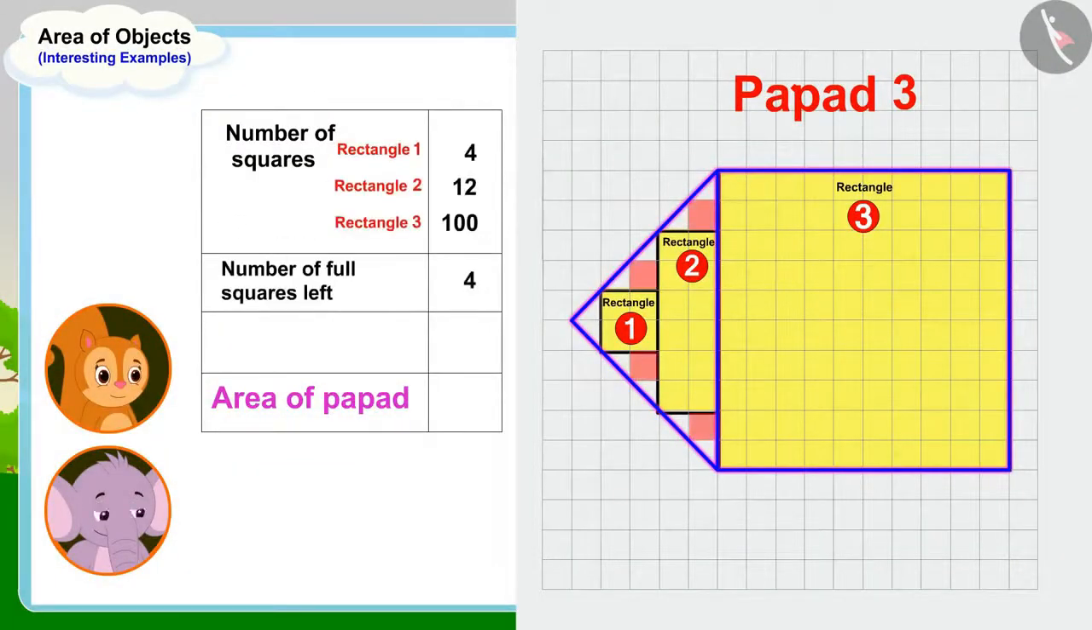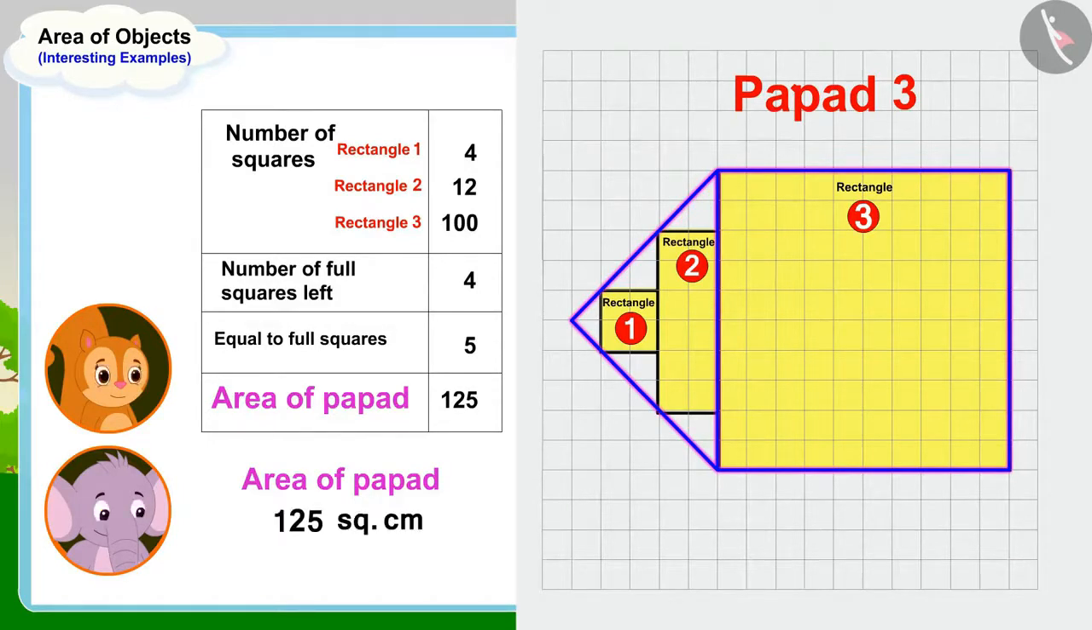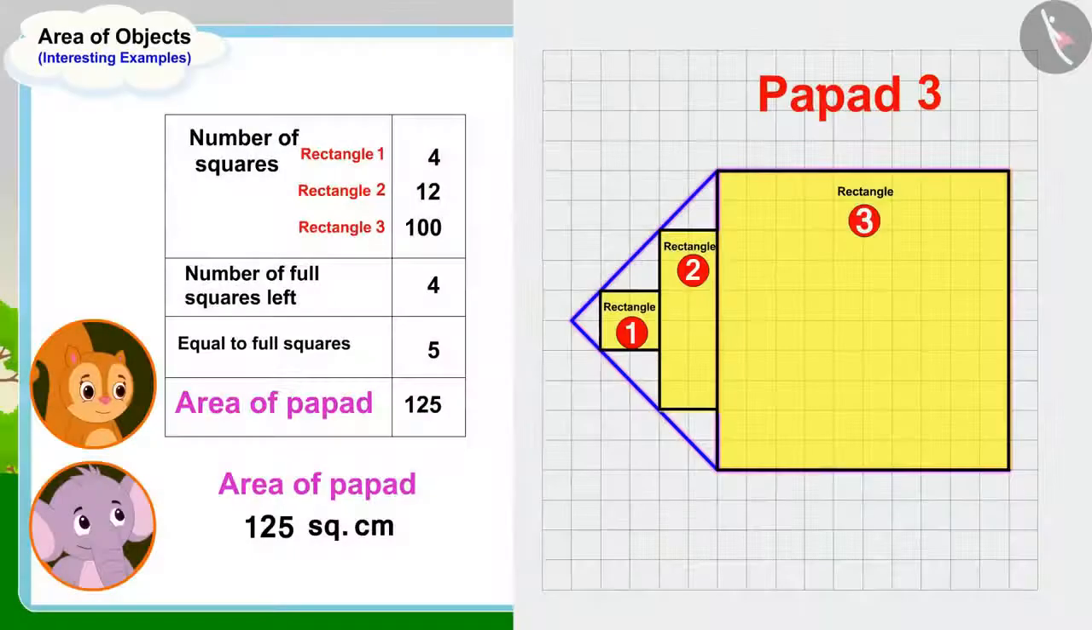We can find the area of this popper by making rectangles and squares in this way. The area of this popper is 125 square centimeters. Chanda and Appu also found the area of the third popper.